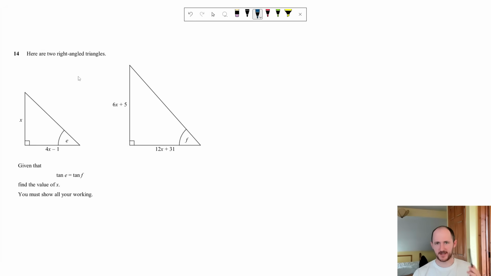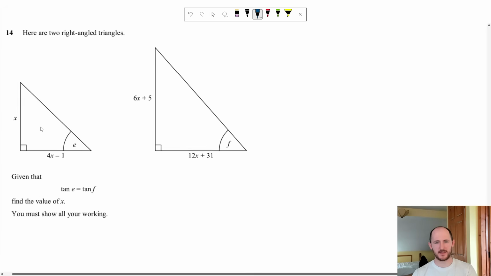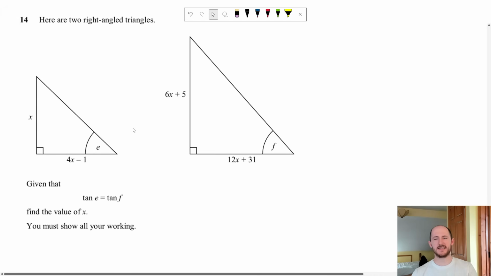And for the final question today, I do quite like this question, because the way I teach it normally, or the way I've gone through it before, is not the only way to do it. So I'm going to show you 2 ways to get to the same answer. So we have 2 right angle triangles, and they give us a bunch of algebra. Yeah, whoop-de-doo. Given that tan E equals tan F, find the value of x.